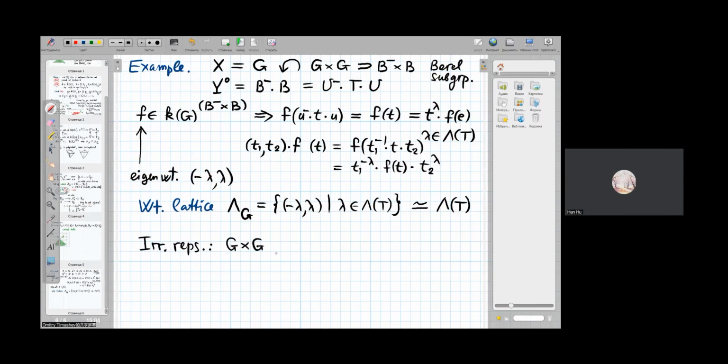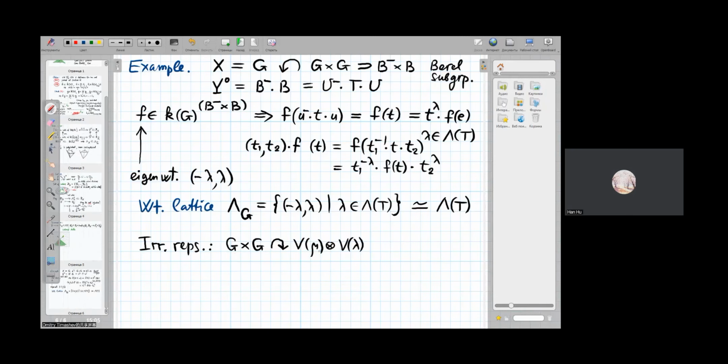The irreducible representations of the direct product of two groups are just tensor products of irreducible representations of the factors. So the irreducible representations of G cross G are of the form V of mu tensor V of lambda, where mu and lambda are some highest weights. Each pair of highest weights mu and lambda gives rise to an irreducible representation of G cross G.